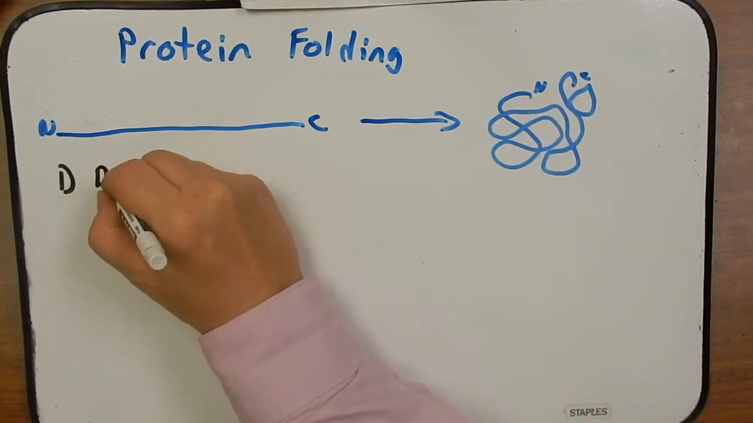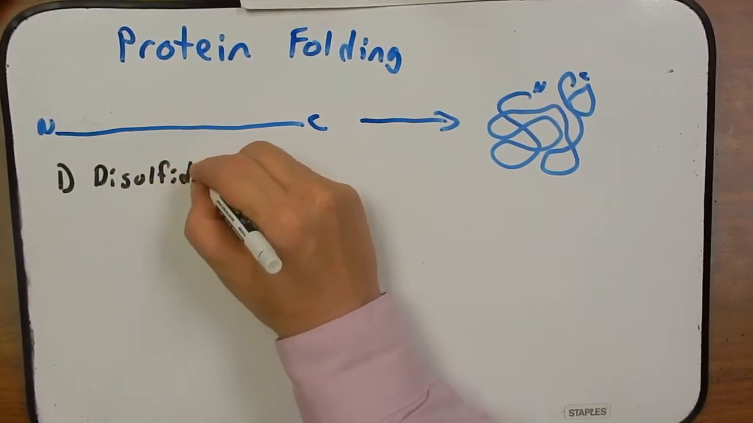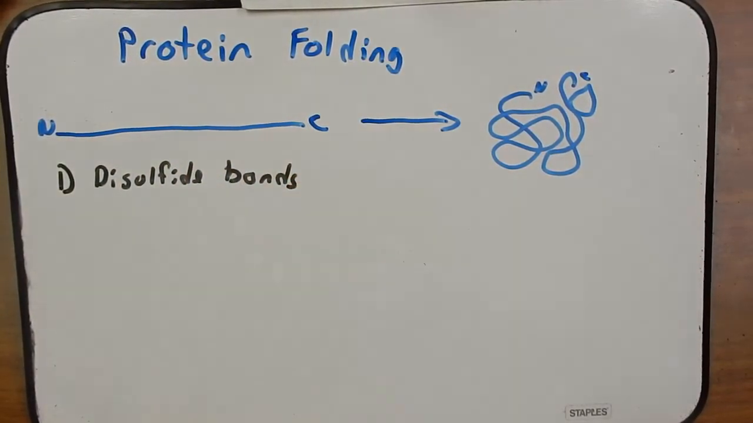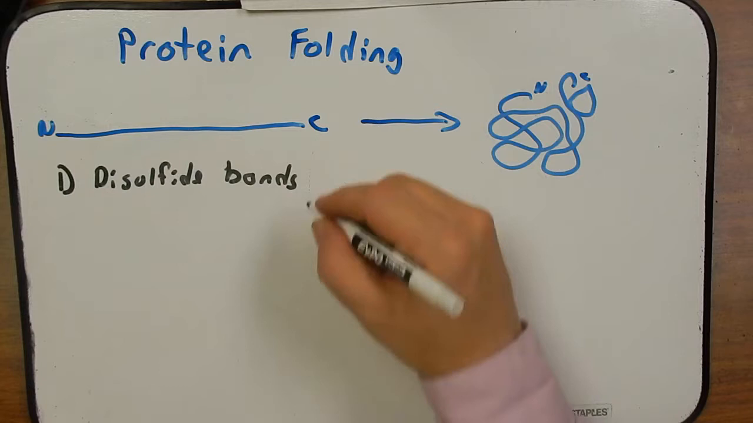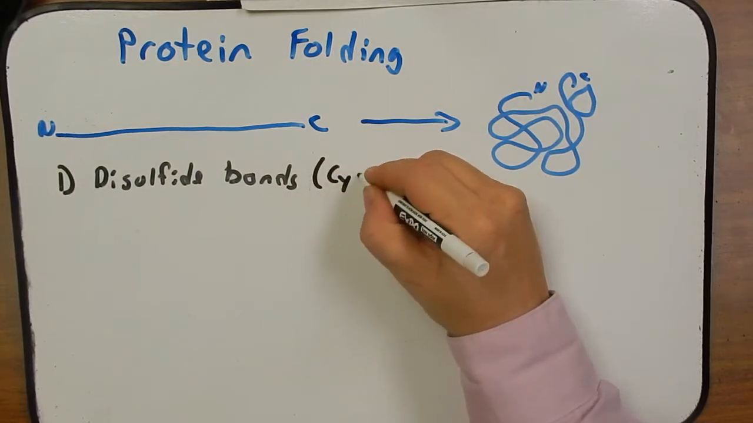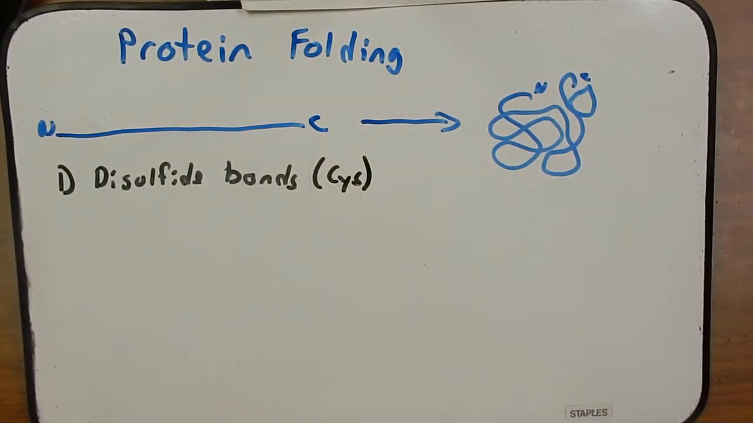The first are disulfide bonds. Disulfide bonds occur between 2 sulfur groups. So if you remember from the previous podcasts, there were only 2 amino acids that had sulfurs in them, cysteines and methionines. However, only cysteines will form these disulfide bonds.